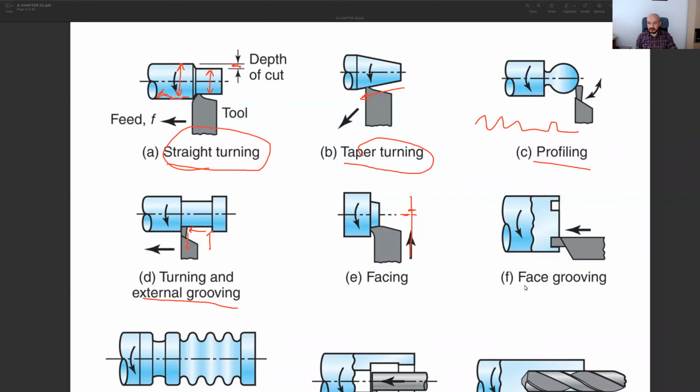Then we have face grooving. It's a bit different. This time we are not machining the side surface. We are actually machining the end face and trying to open a kind of groove.